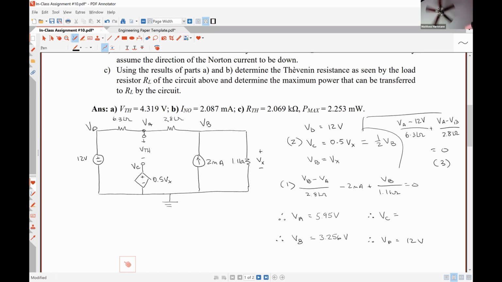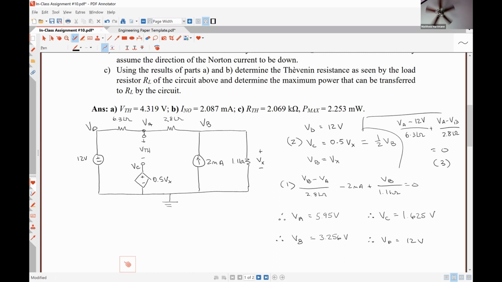I found my solution to this that I had already done a couple of quarters ago. Okay. What did you get for VC? That's an important one. Let's see. So it's just going to be 1/2 of whatever you got for VB. 1.625. All right. Yeah, that's what I got.